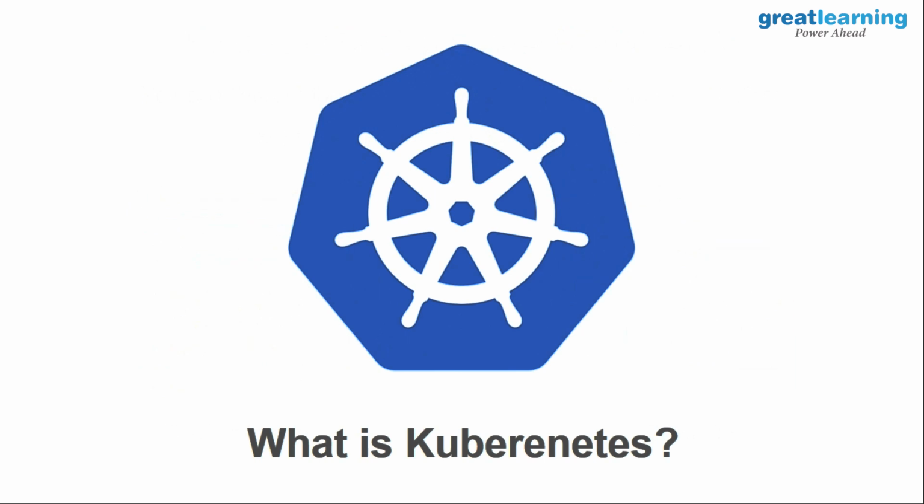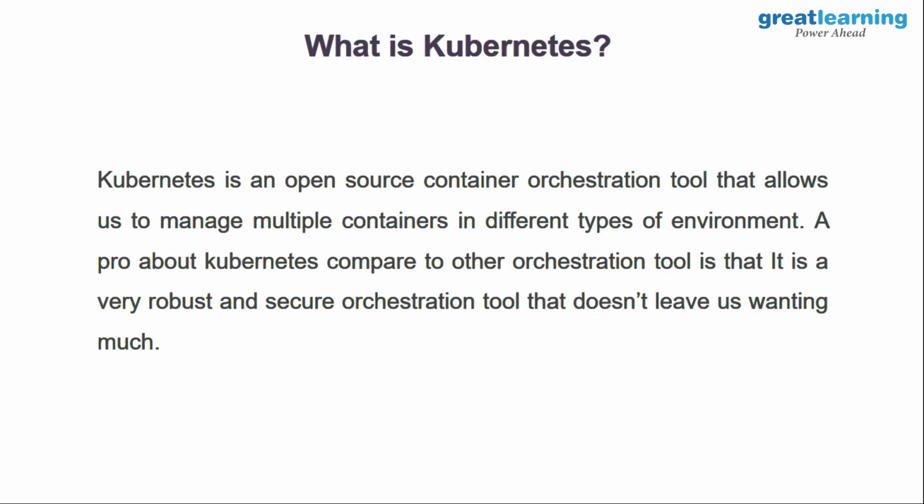All right, so what is Kubernetes? Let's dive a little bit more into detail about what Kubernetes is. Kubernetes is an open source container orchestration tool that allows us to manage multiple containers in different types of environments. So it's basically what I've told you before. Its role is to manage different containers wherever it is required to do so. A big pro about Kubernetes compared to other orchestration tools is that it's a very robust and secure orchestration tool, right? Compared to other orchestration tools.